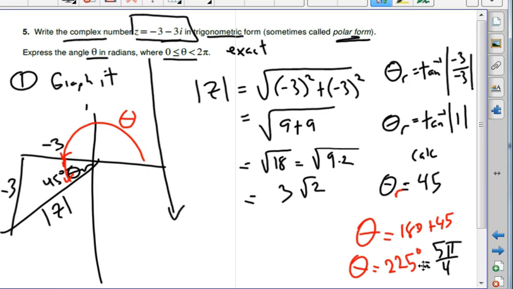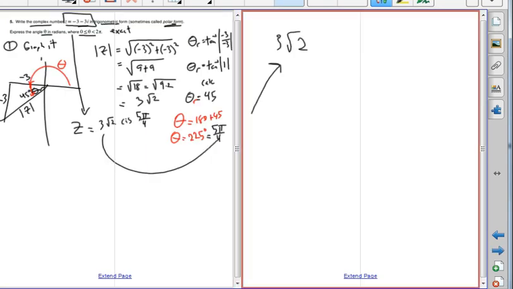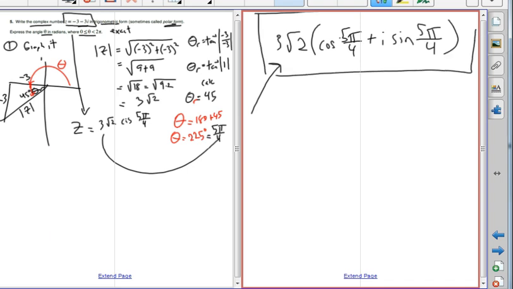I have my magnitude. I have my theta. So z is equal to 3 root 2 cis 5 pi over 4. If I want to write that in the more friendly, proper way, that's 3 root 2, open parentheses, cosine 5 pi over 4 plus i sine 5 pi over 4. There it is, our complex number in trig form, also known as polar form.